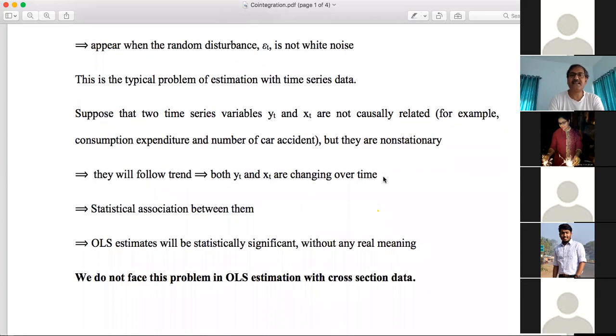Now, try to understand the meaning of non-stationary. Y_t non-stationary means Y_t follows some kind of trend. X_t non-stationary means X_t follows some kind of trend. In other words, over time, Y_t changes, and similarly over time, X_t changes. Changes mean that over time, either X increases or decreases, and similarly, either Y increases or decreases, whatever it may be.